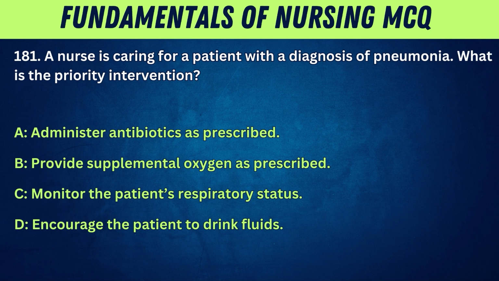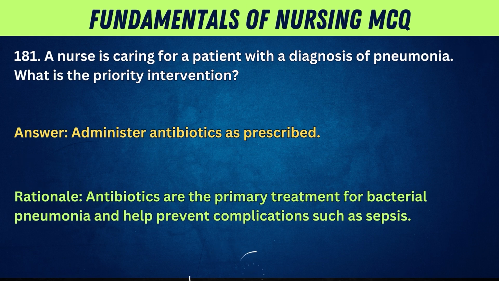181. A nurse is caring for a patient with a diagnosis of pneumonia. What is the priority intervention? A. Administer antibiotics as prescribed. B. Provide supplemental oxygen as prescribed. C. Monitor the patient's respiratory status. D. Encourage the patient to drink fluids. Answer. Administer antibiotics as prescribed. Rationale. Antibiotics are the primary treatment for bacterial pneumonia and help prevent complications such as sepsis.